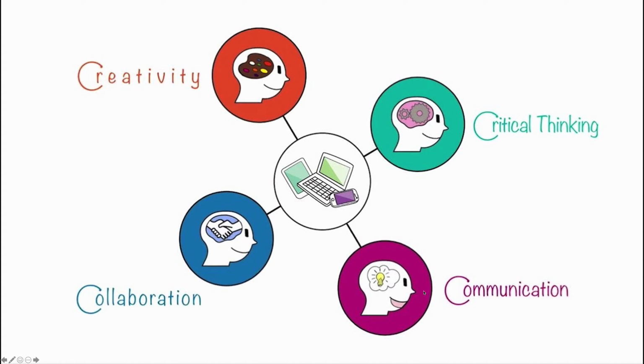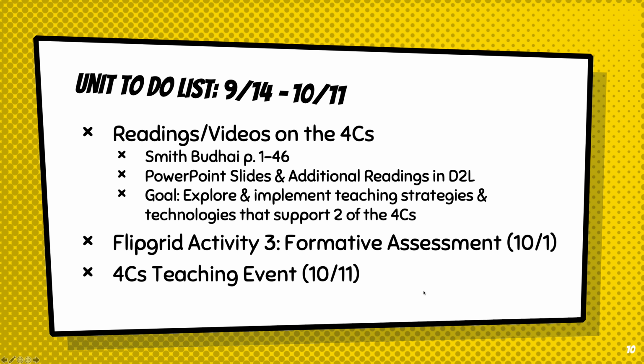These are going to be things that you read about in our book and some of the resources I have in D2L this week, or I guess for this unit, which brings us to our unit to-do list. So our unit goes from September 14th to October 11th, and we have a number of things for you to do. So we have readings and videos on the 4 C's. We have the Smith Budai, I think is how you say the author's name, but you're going to read pages 1 through 46, which is really all of the content in that book that is going to be required. So basically reading that real skinny little book. We're going to read all of that.